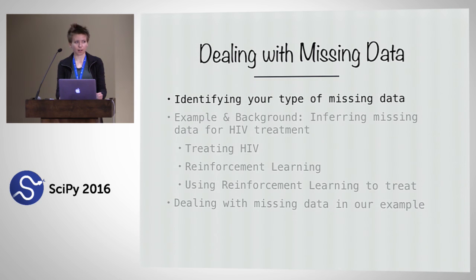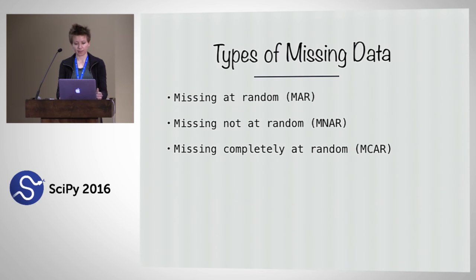So to start off with, we'll talk about identifying the particular type of missing data. So there are three types of missing data. Data which is missing at random, missing not at random, and data missing completely at random. And if you haven't heard those terms before, they probably sound like exactly the same thing. So I'll spend the next few minutes going more into depth about what each of those mean.